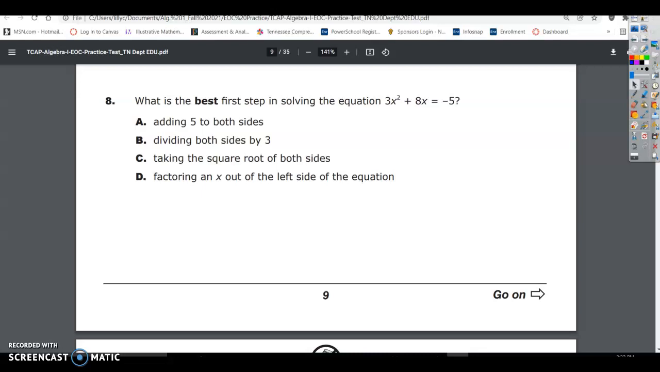Algebra 1 EOC practice test number 8. What is the best first step in solving the equation 3x squared plus 8x equals -5?